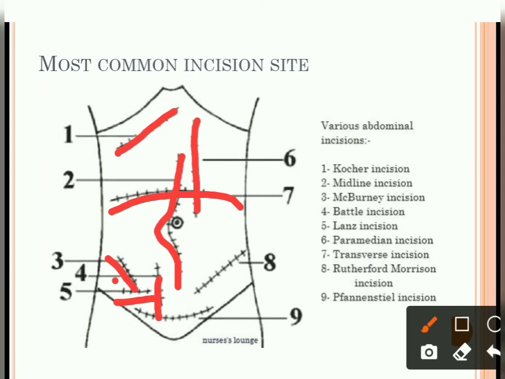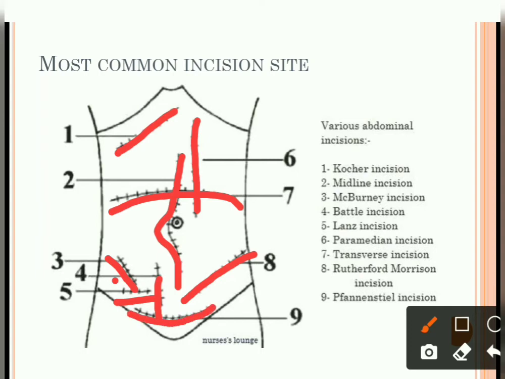Number 8 is your Rutherford-Morrison incision. Your Rutherford-Morrison incision is for the access to your sigmoid colon and pelvis, particularly used if the midline is very scarred from your previous surgery.